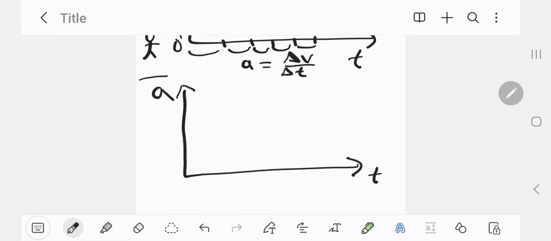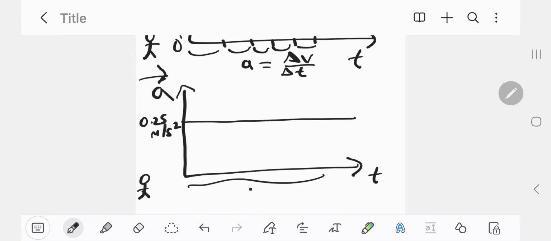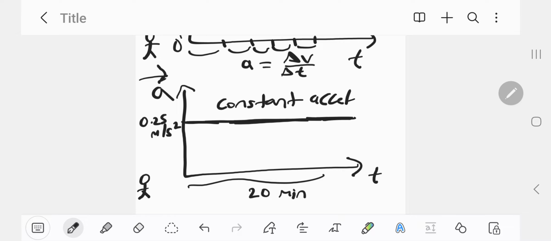Let's go to acceleration time. I should be putting an arrow here because acceleration is a vector. But anyway, once again, think of a person. Here's a flat line at, let's say, 0.25 meters per second squared. And this is over, let's say, 20 minutes. This, once again, a flat line means it's constant at a particular value. Constant means it's fixed. It's the same. This is constant acceleration. Okay, if you apply the accelerator in a car at a constant rate, so it's increasing at a steady rate, that's constant acceleration.